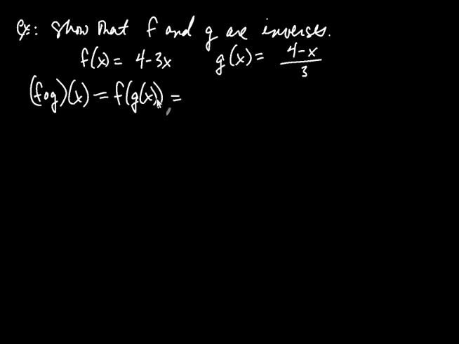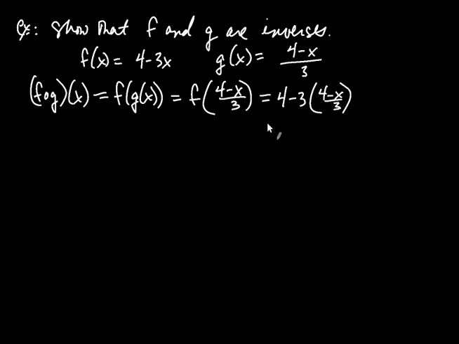Well, that says take g of x and use it as the input for f. So this is going to be f of, okay, you replace that with g of x, and g of x is all of this. So it's f of 4 minus x divided by 3, and then you use that as the input for f, which is right there. So it's going to be 4, take away 3. Okay, replace this x with all of that. So it's going to be 4 minus x divided by 3.